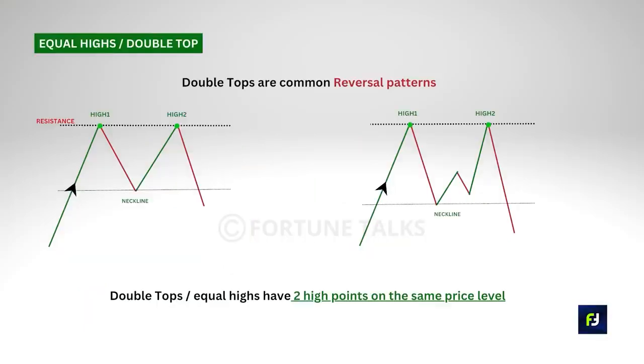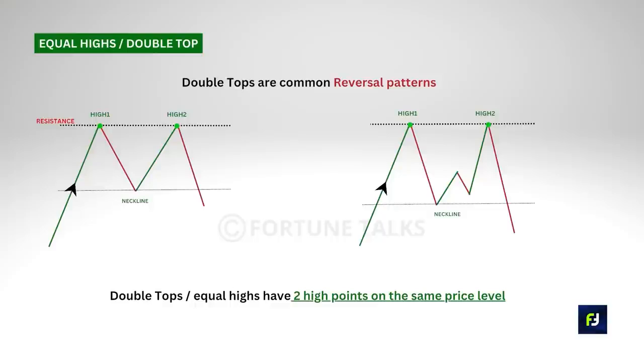Now, the second diagram shows equal highs. It means that we have two high points at the same price level. This is also known as a double top pattern. Like a double bottom, this is also a common reversal pattern that you can find on charts. If you have clearly understood how liquidity and retailer mindsets work in the case of a double bottom, then understanding the logic behind double tops or equal highs is just a piece of cake.